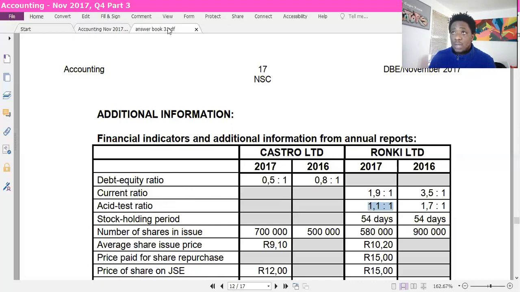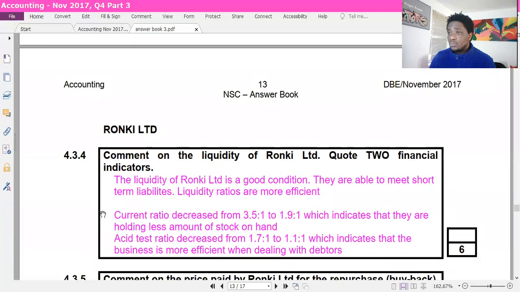So let's just read through my answer. I said, the liquidity of Ronki Limited is in a good condition. They are able to meet short-term liabilities. Liquidity ratios appear to be more efficient. I said the current ratio decreased from 3.5:1 to 1.9:1, which indicates that they are holding less stock on hand. And then I also quoted the asset test ratio, and I said it decreased from 1.7:1 to 1.1:1, which indicates that the business is more efficient when dealing with debtors.